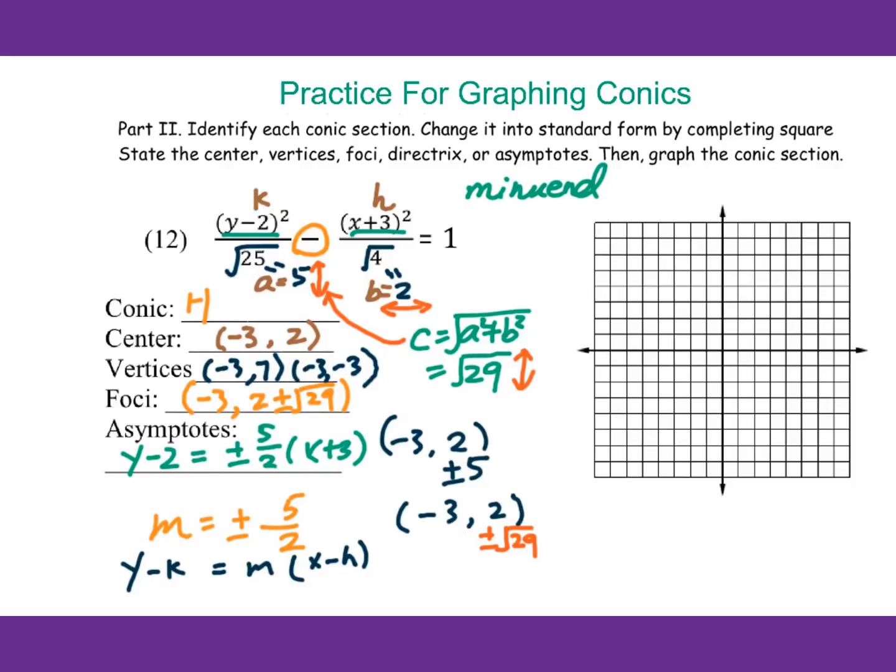Get the center, -3, 2. It's here. For A, I go up 5, 1, 2, 3, 4, 5. It's here. Then go down 5, 1, 2, 3, 4, 5. Then for B, left 2, right 2. Then we will form a rectangle box. Then draw the diagonal line. That will be the asymptote line.